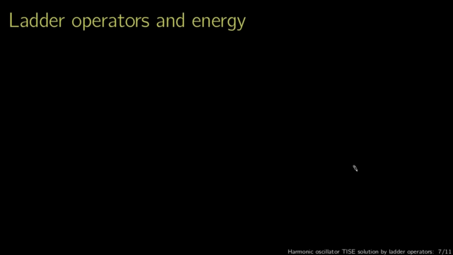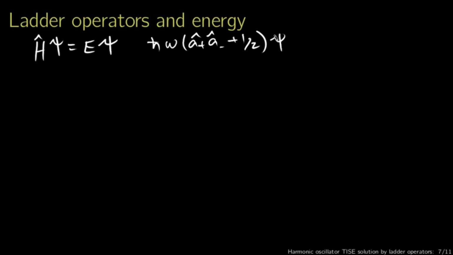The cleverness really comes in considering ladder operators and energy. The time-independent Schrödinger equation here is H hat psi equals E psi. So suppose we have some solution psi to the Schrödinger equation. We can then express the Hamiltonian in terms of these ladder operators: h bar omega times a plus a minus operators plus 1/2 acting on the wave function should be equal to E times the wave function. The clever part is this.